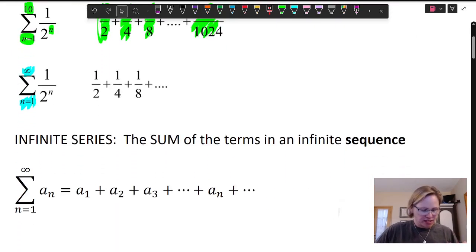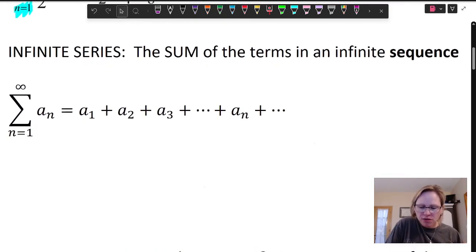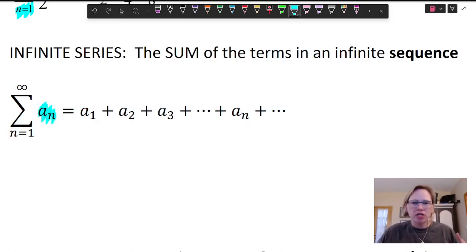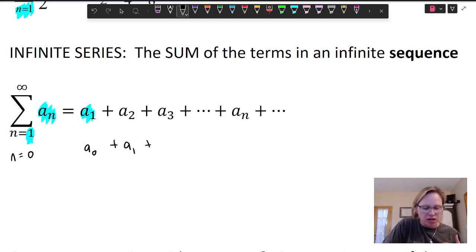So let's take a look. Here's a little bit of notation that we need to be comfortable with. We can see that a_n here refers to the rule or the equation that generates our terms. We refer to a_1 as our first term when n is 1. Now n will not always be 1. Sometimes, if n starts at 0, then we would start at a_0 plus a_1 plus so on and so forth. So paying attention to that notation is important, as it will change how the terms play out and what the terms are that we're adding together.